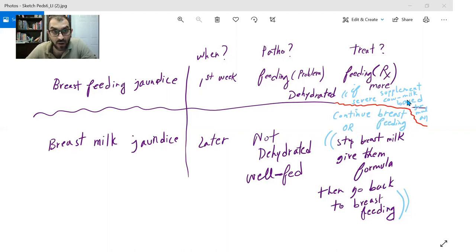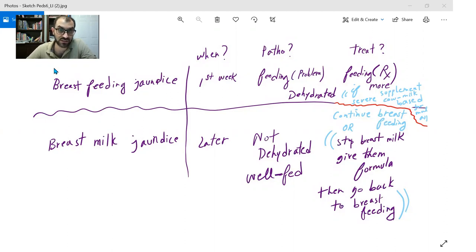It's not cow milk. Cow milk, we don't give before the first year. It will actually cause allergy and GI bleeding. Right? He said, if severe, or the mother does not have enough milk, supplement the breastfeeding with some cow milk based formula, not cow milk.